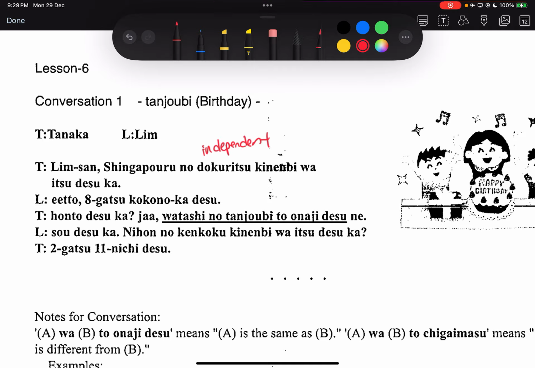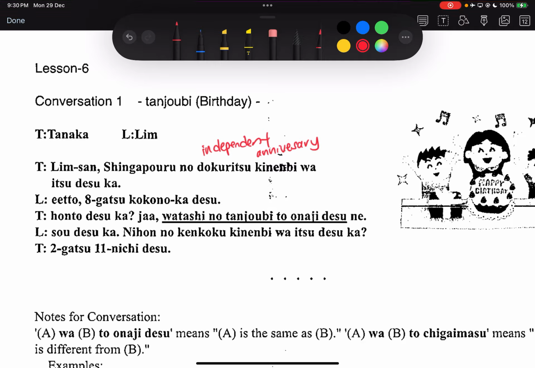記念日, any idea? Sounds like Chinese. 纪念日. Yes, thank you. Right, so it's actually anniversary. So it's like independence 纪念日. 独立 is independence. So 独立纪念日. So literally we are celebrating Singapore's 独立記念日. So it's like Singapore's anniversary of independence, which means it's National Day.